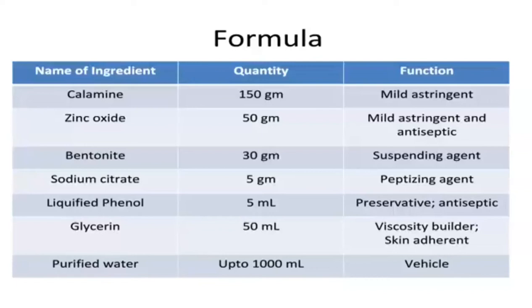Next one is the bentonite, 30 gram. It is used as a suspending agent in this preparation. Next is the sodium citrate, that is 5 gram, and it is used as a peptizing agent in this preparation. Next one is the liquid phenol, 5 ml. It is used as a preservative and antiseptic in this preparation.